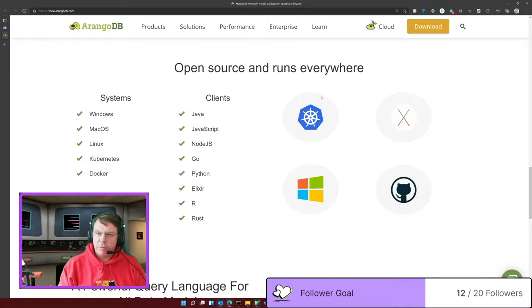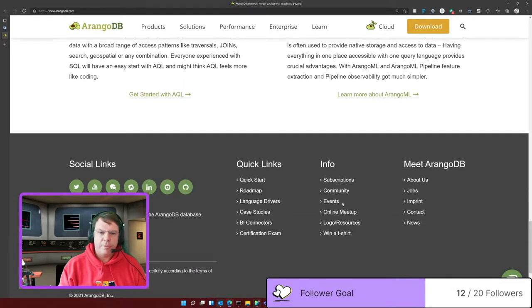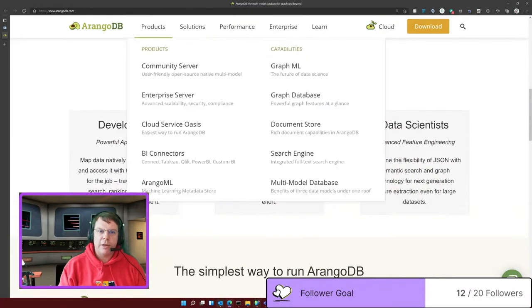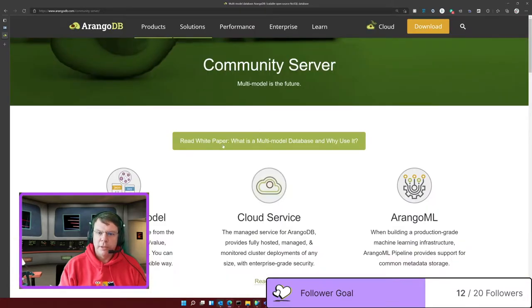They've got lots of clients, and it seems to run on lots of different platforms. That seems fine, but I want to know more about it. Okay, here you go, products. Oh, so I see they've got a community server, so that's open source. That's good. That means I can get a free start at this if I want before I look at the enterprise. So let me peek right in for a minute and look at that community server product.